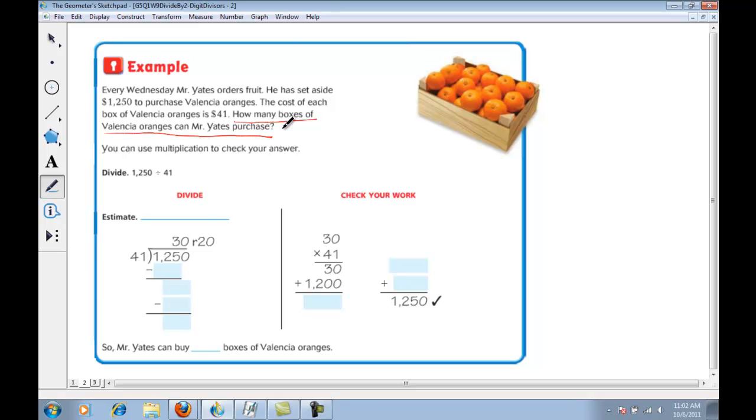And now we're going to need to divide the money up into the cost of each box to find out how many boxes he can purchase. So first thing we're going to do is estimate, and I'm going to say that 41 is close to 40. And a compatible number that's close to 1,250 is 1,200. I can think of this as a 4 and a 12. And 1,200 divided by 40 is going to give me 30. So I know that I'm going to place my digit in the tens spot.